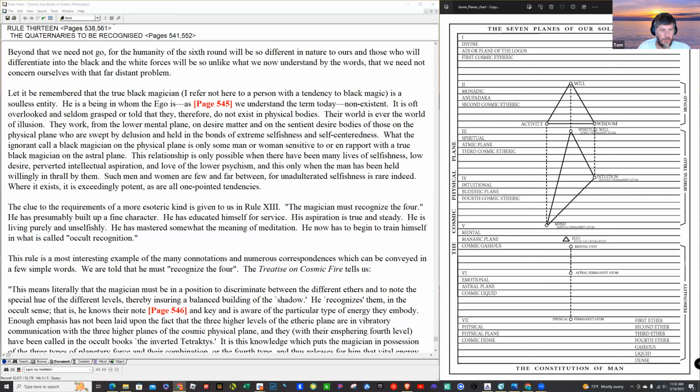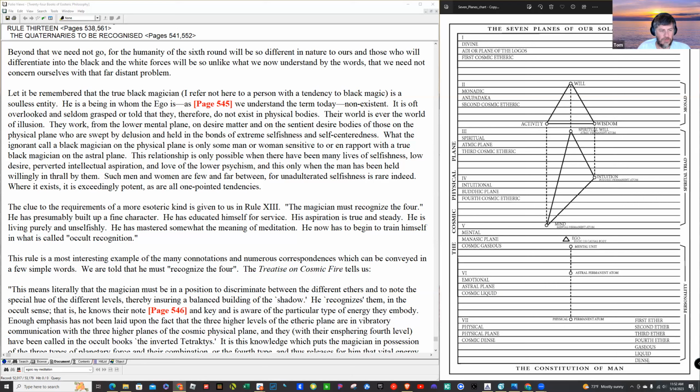The clue to the requirements of a more esoteric kind is given to us in Rule 13. The magician must recognize the four. He has presumably built up a fine character. He has educated himself for service. His aspiration is true and steady. He is living purely and unselfishly. He has mastered somewhat the meaning of meditation. He now has to begin to train himself in what is called occult recognition.